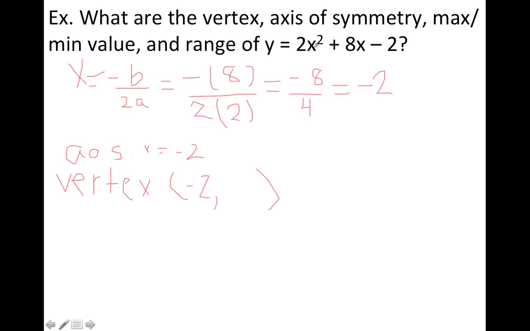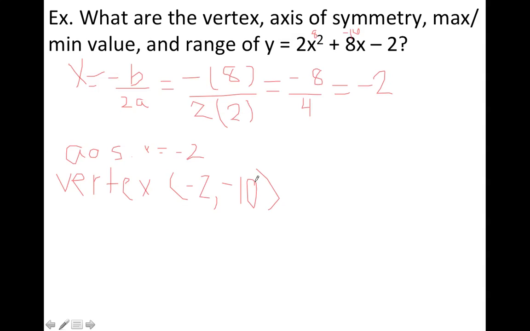So if we plug in -2 up top here, what do we get? -2 squared is 4 times 2, we get 8. So here's 8. And then 8 times -2 is -16, and then we have to subtract 2. So 8 minus 16 is -8, minus 2 we get -10. So our vertex is at (-2, -10).